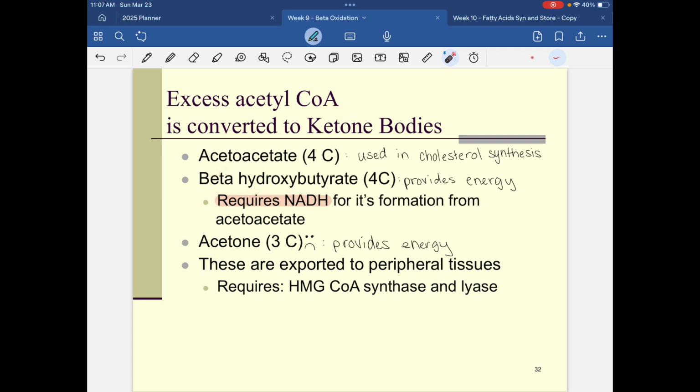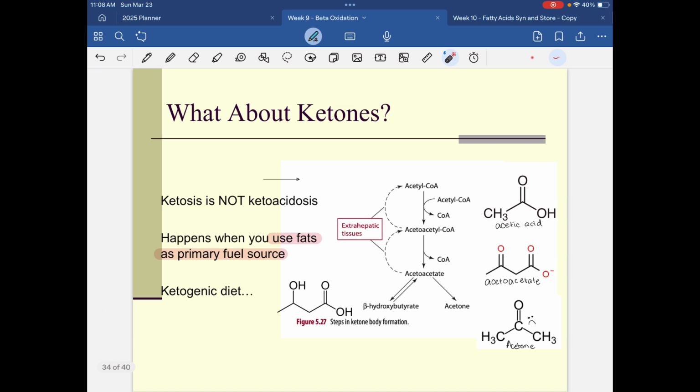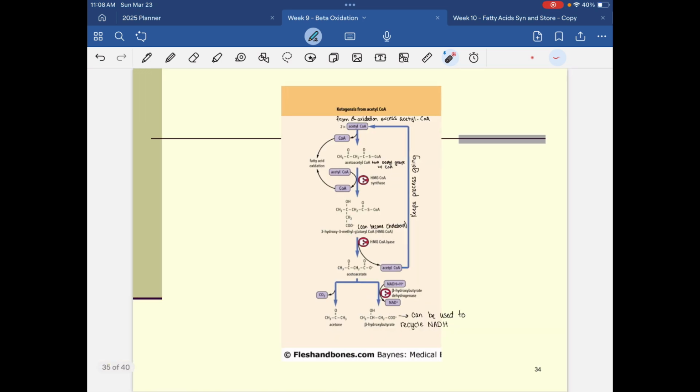beta-hydroxybutyrate, and acetone. Acetone is not that good. We're going to produce some of it. Our body can handle the normal amount that it produces, but too much acetone is very bad. Skipping ahead a little bit.